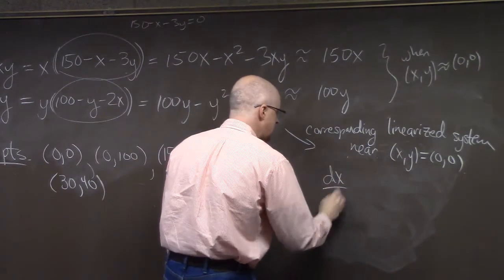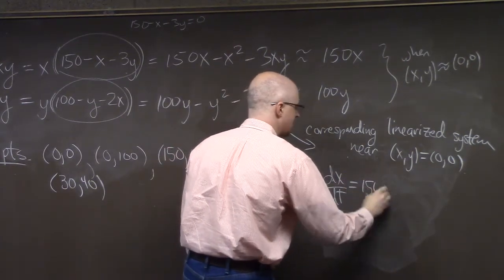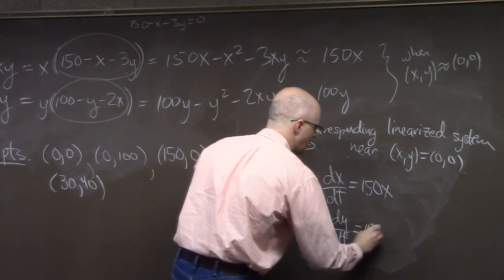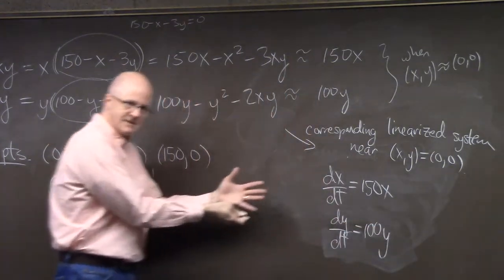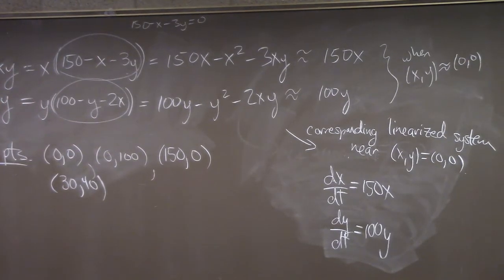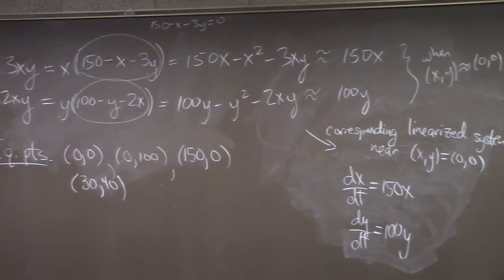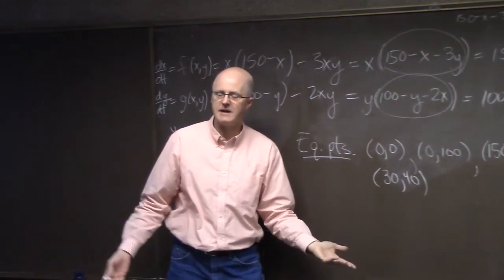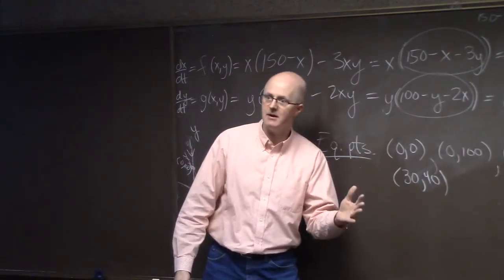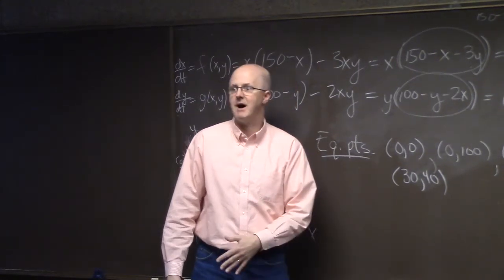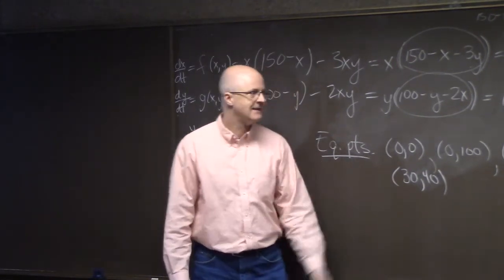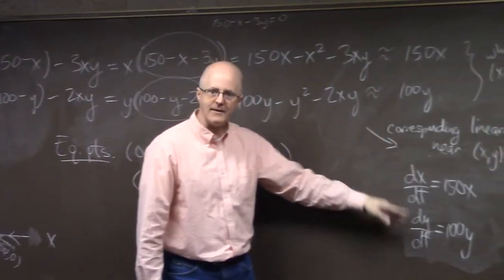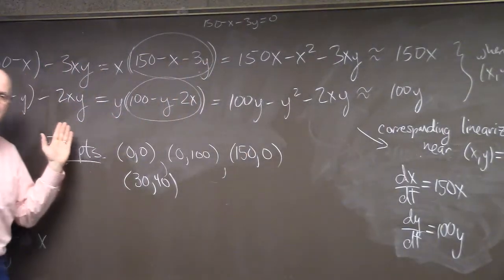dx/dt equals 150x, and dy/dt equals 100y. That's a different system than the original, but it's related to the original. We always do this relating thing. Remember with, for example, forced second order equations, we consider corresponding homogeneous equations and corresponding complexified equations. This is a corresponding linearized system. It's not the same as the original system, but it's related.